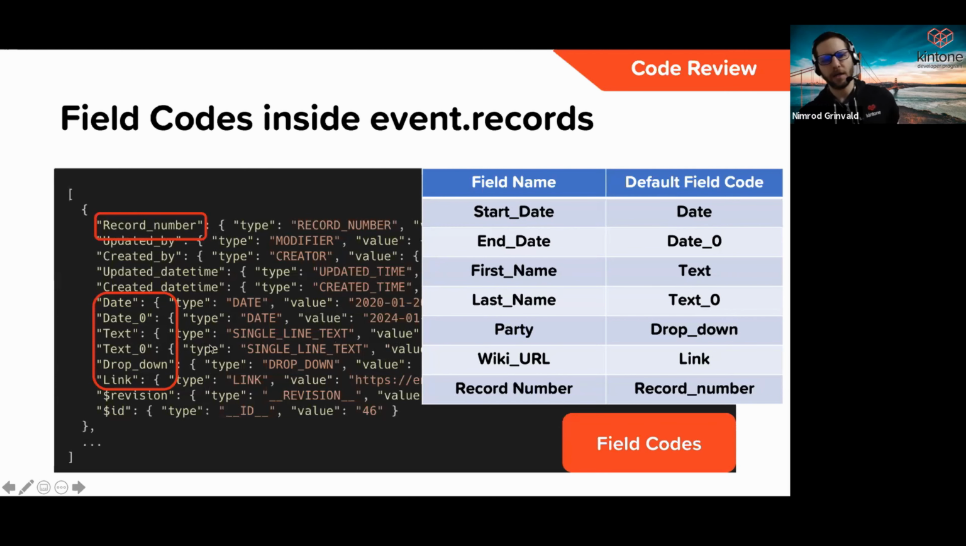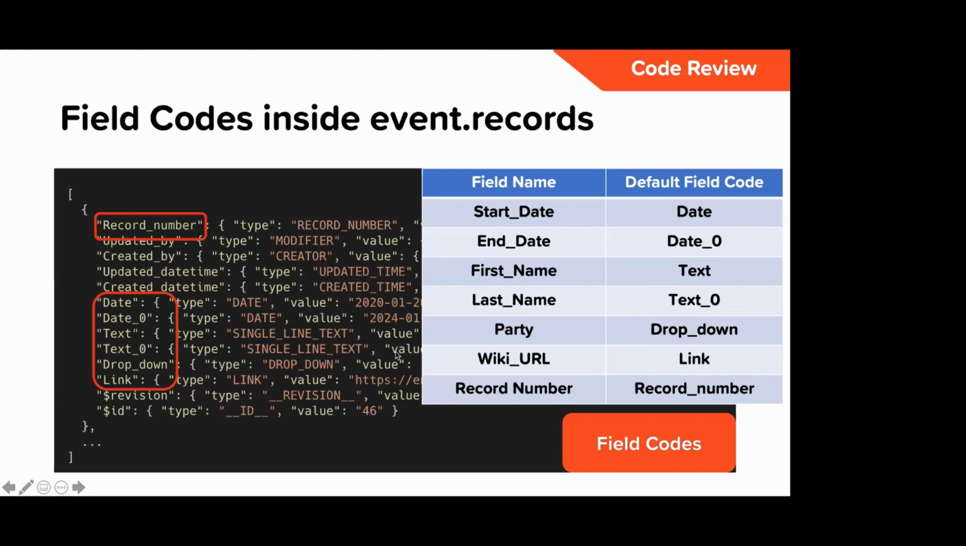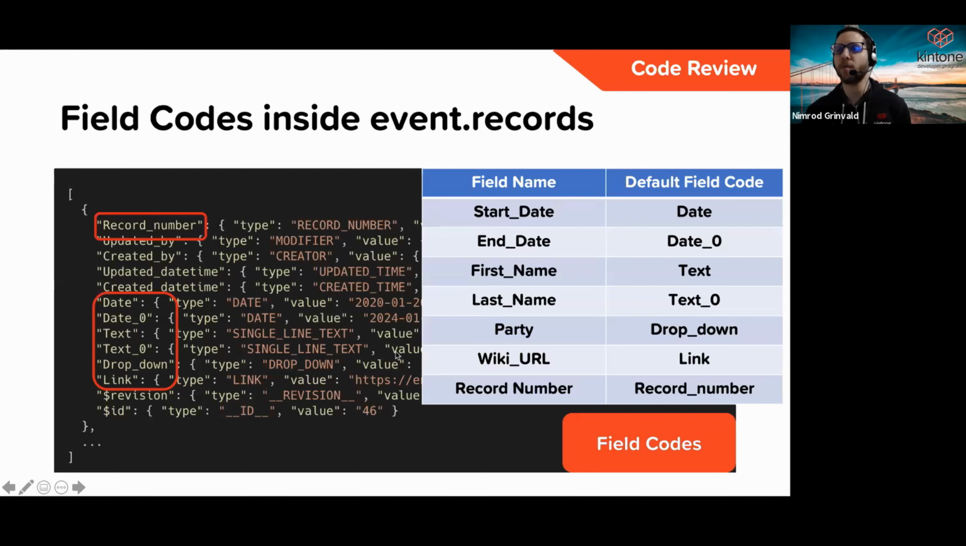And this object has properties in it, value, type. So we can ascertain what type of field it is, what is the value of the field, and will a script break if someone renames a field code?